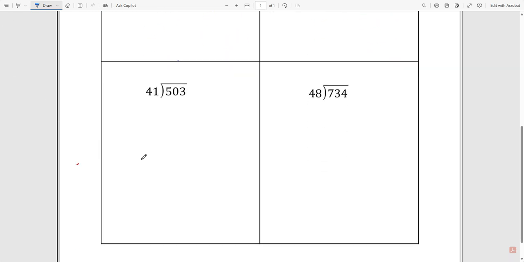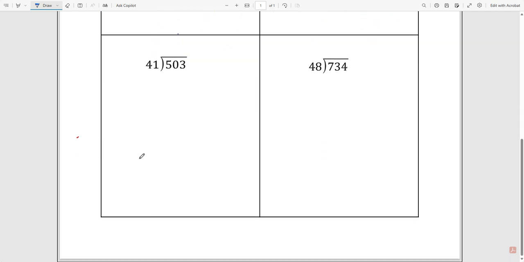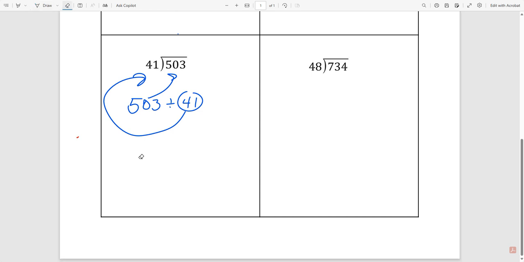All right, let's look here. Now we have 503 divided by 41. Again, this could be a problem that is written horizontally in your textbook or workbook or whatever it may be. And then again, remember, the dividend goes under the symbol. This goes outside. That is the divisor.